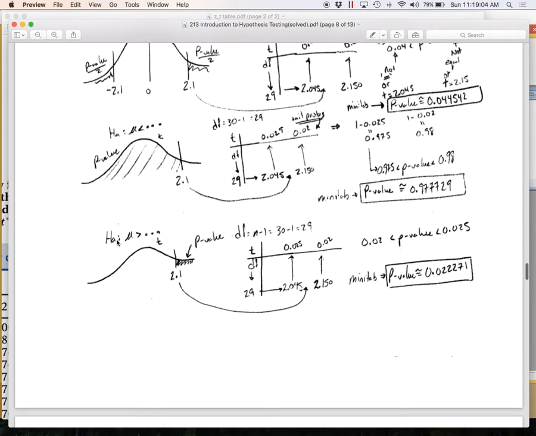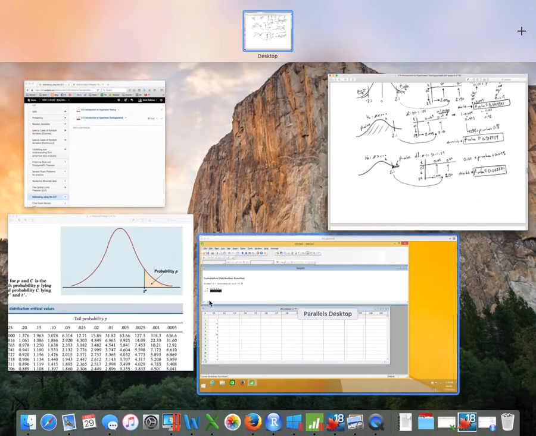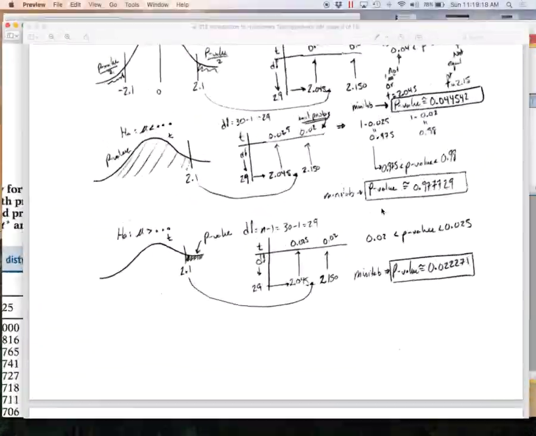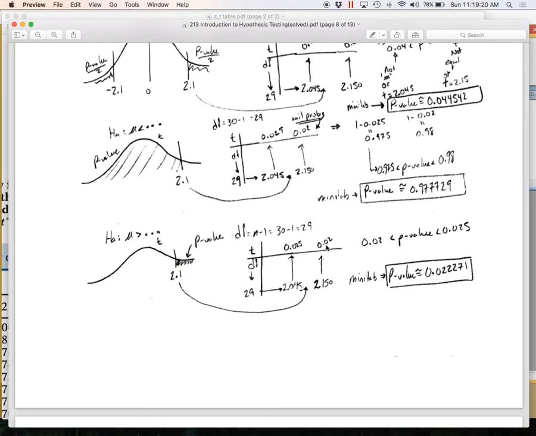If it's an upper tail test, if the sign is greater than in the alternative, then the p-value is this upper tail, which is exactly what our t-table is telling us. Here it is, the upper tail. So we can just trust what it tells us and say that the p-value will be in between 2 and 2.5%. Again, in Minitab we saw this was 0.022271. And for the lower-tailed case, we'd have to do 1 minus this 0.022271.